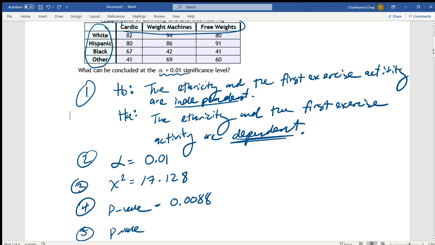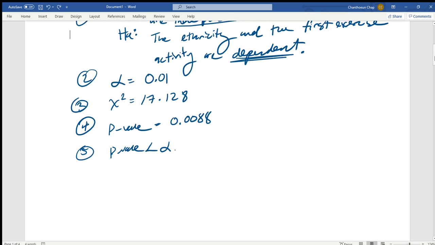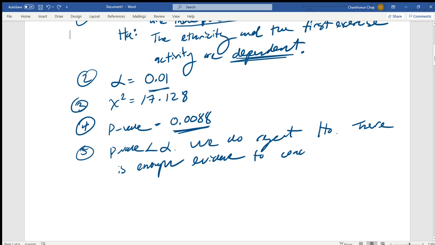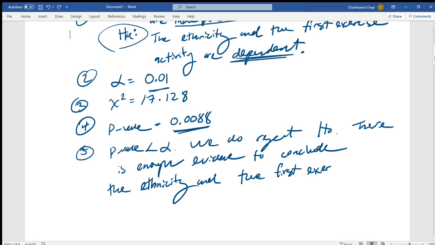Now we can start step 5. We ask, is the p-value less than alpha? You always ask, is the p-value less than alpha? And in this case, 0.0088 is less than 0.01, so the p-value is less than alpha. We do reject the null hypothesis. There is enough evidence to conclude, and remember our conclusion is always in terms of HA, so just copy HA exactly as it is. To conclude, the ethnicity and the first exercise activity are dependent.